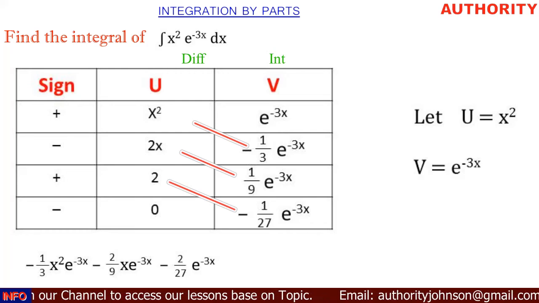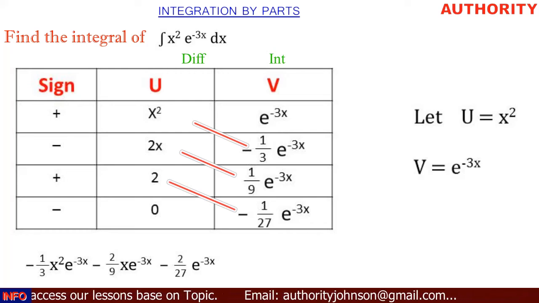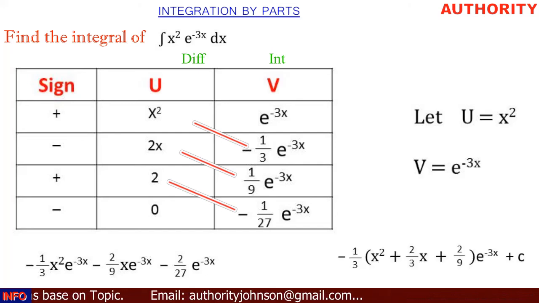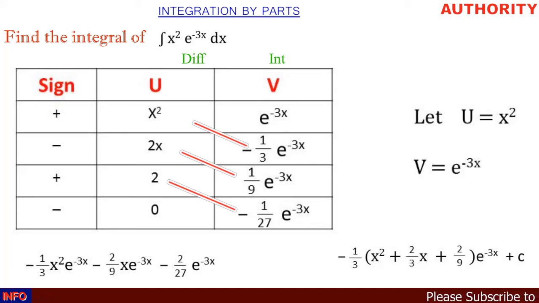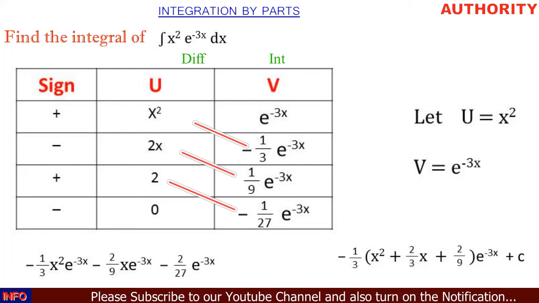At the end of factoring out, we are going to have x squared plus 2 all over 3 x plus 2 all over 9. Minus 1 all over 3 times x squared gives you minus 1 all over 3 x squared. Minus 1 all over 3 times 2 all over 3x gives you 2 all over 9x. Then minus 1 all over 3 times 2 all over 9 gives you minus 2 all over 27. And then we have e raised to power minus 3x by the side plus c.